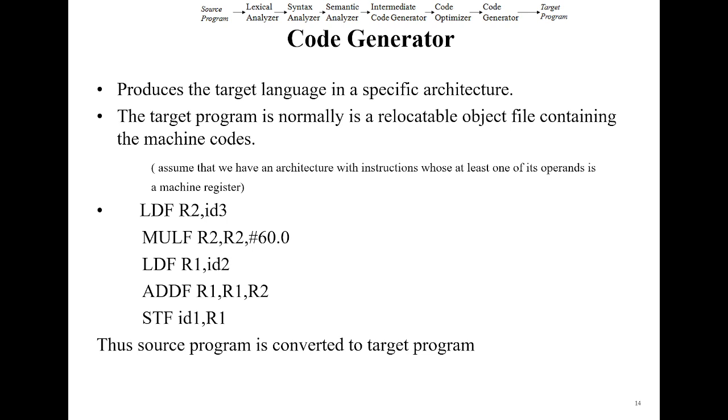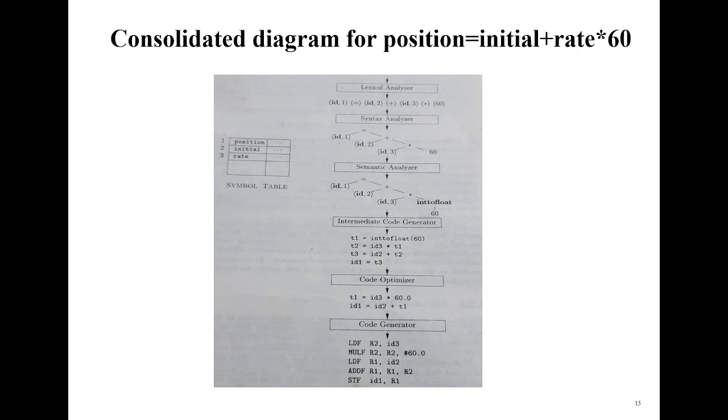The code generator produces the target language in a specific architecture. So depending on the microprocessor, the target language will be generated. So this is a consolidated diagram of position is equal to initial plus rate into 60.